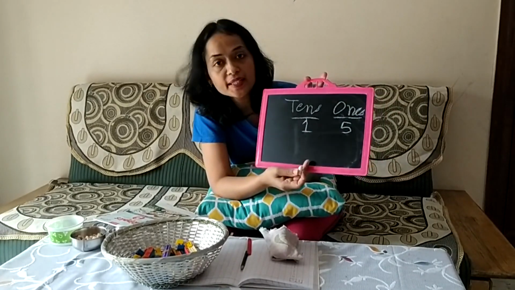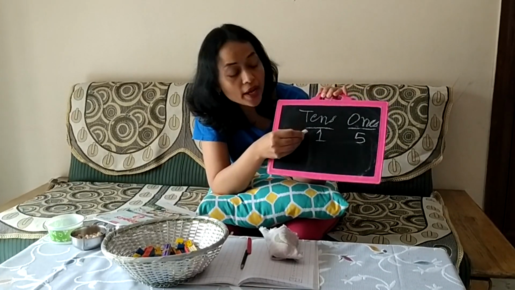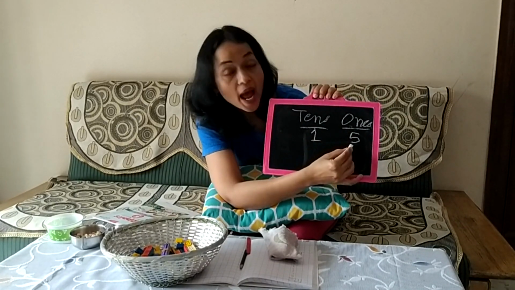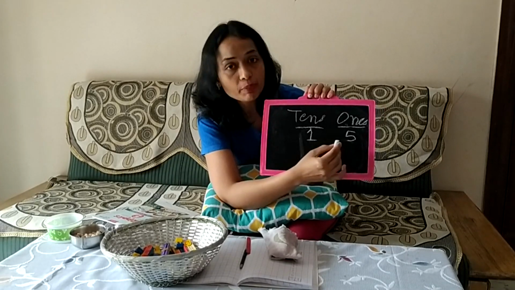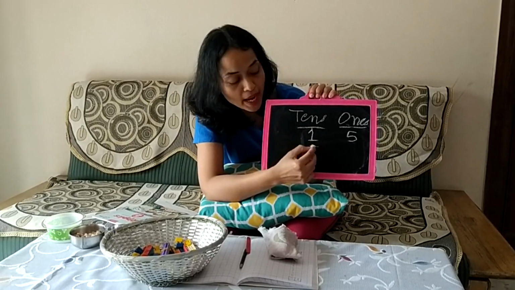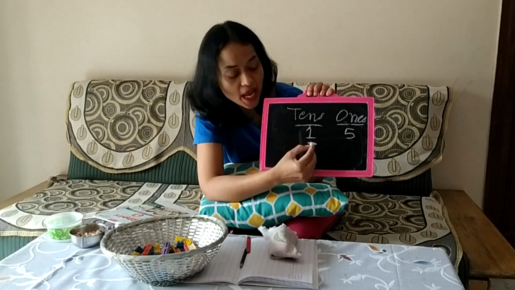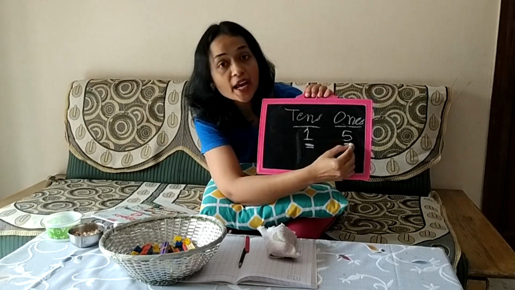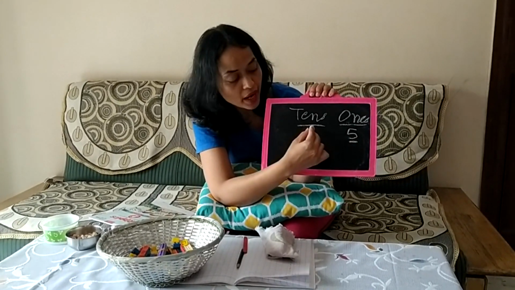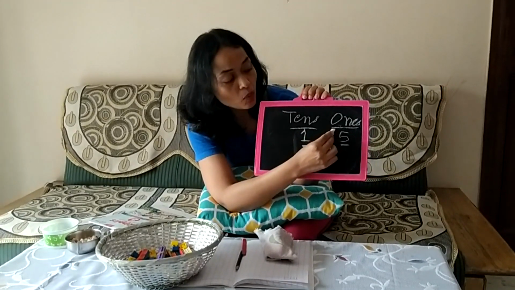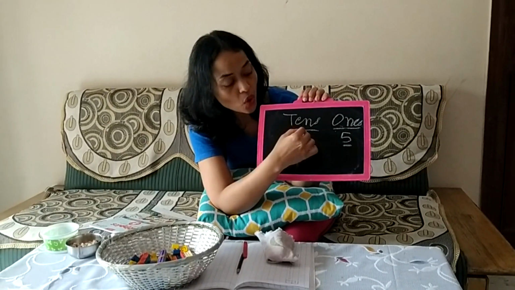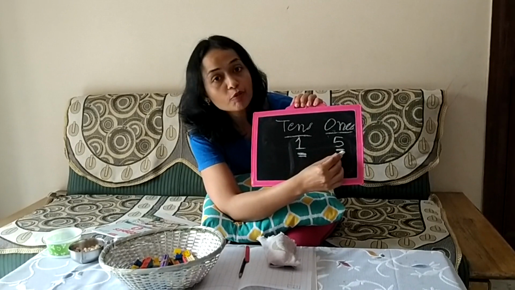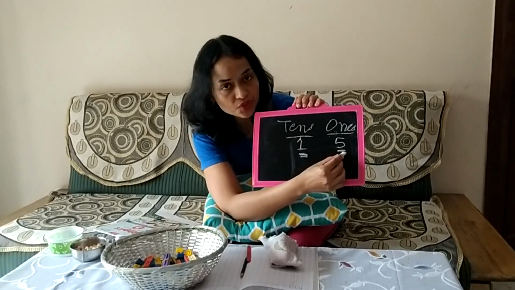Now I have this number 15. Here you can see under tens I have number 1, and under ones I have number 5. That shows I need one bundle, one ten, one bundle of 10 objects, and I need 5 more. So under tens I have value 1, under ones I have value 5. I need one ten and 5 more objects to make it 15.